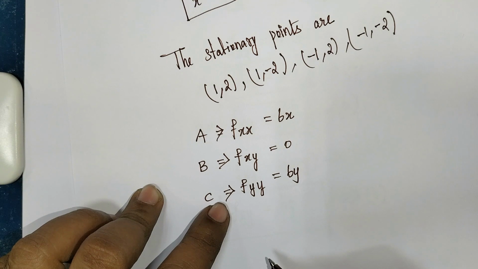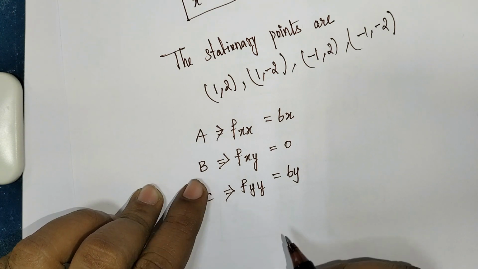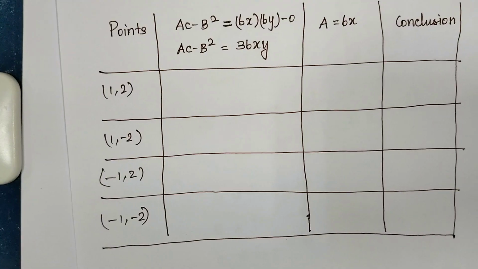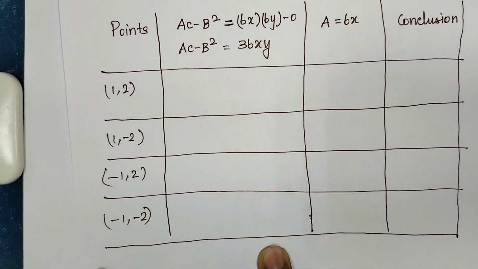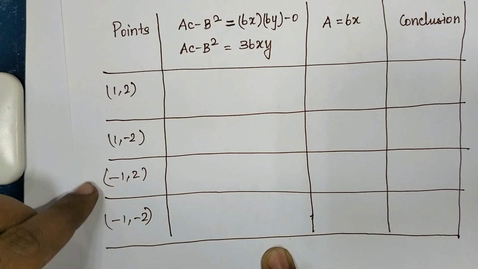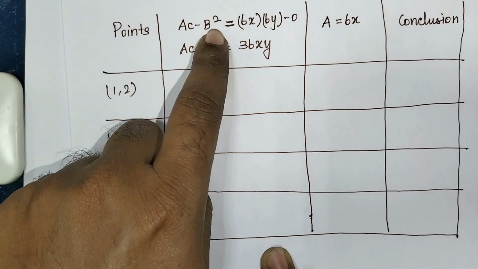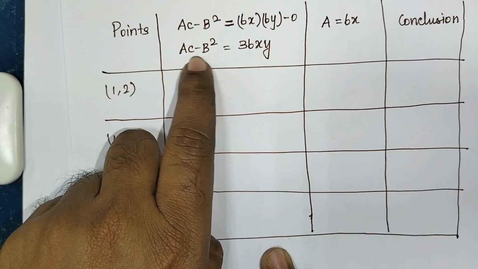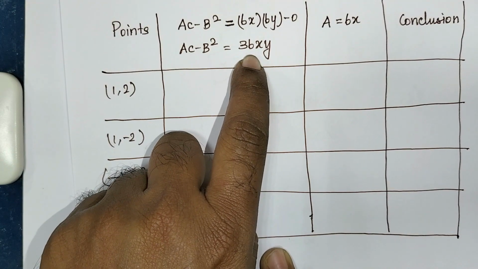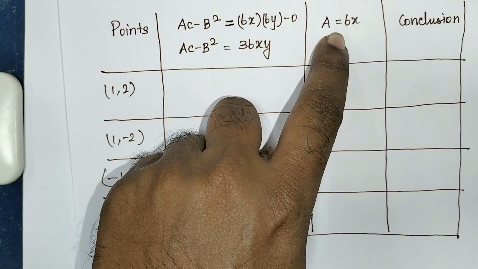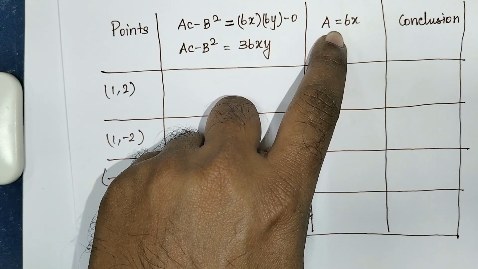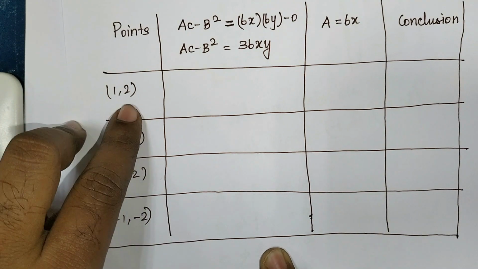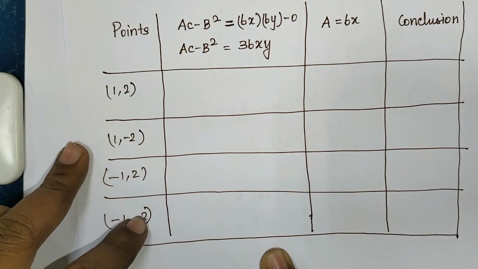AC minus B square. Okay, in a very simple manner. Next we will find AC minus B square. Then I will conclude based on this AC minus B square and the A value. Here I wrote points and AC minus B square. AC minus B square means A is 6x, C is 6y and B is 0. I substituted here, and I will get AC minus B square equal to 36xy. And here A equal to 6x, that is f double x is your A, that is A equal to 6x.